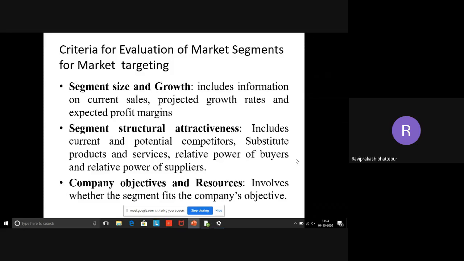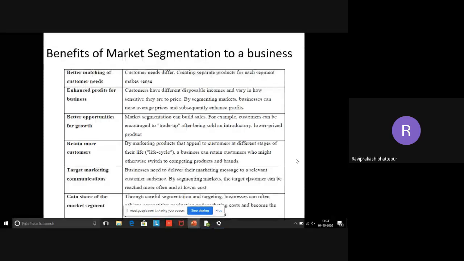Okay. Next, moving to benefits of market segmentation to a business. So what are the benefits of segmenting the market? So better matching of customer needs. Each and every customer or each and every segment has a different kind of need. So you cannot have the same product for all the segments.